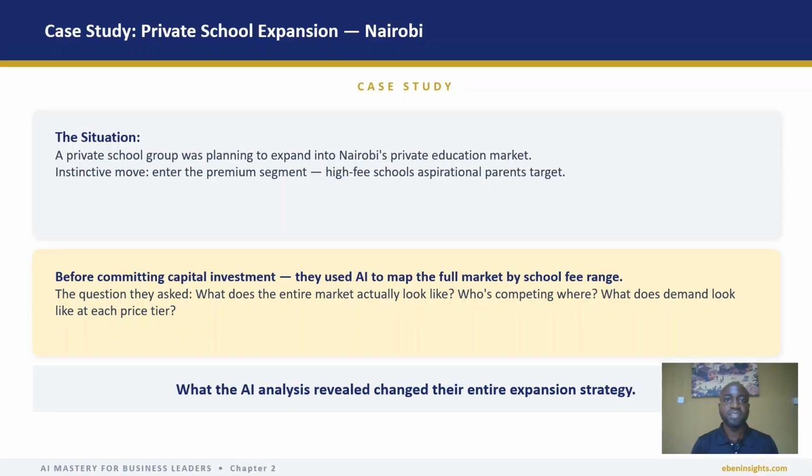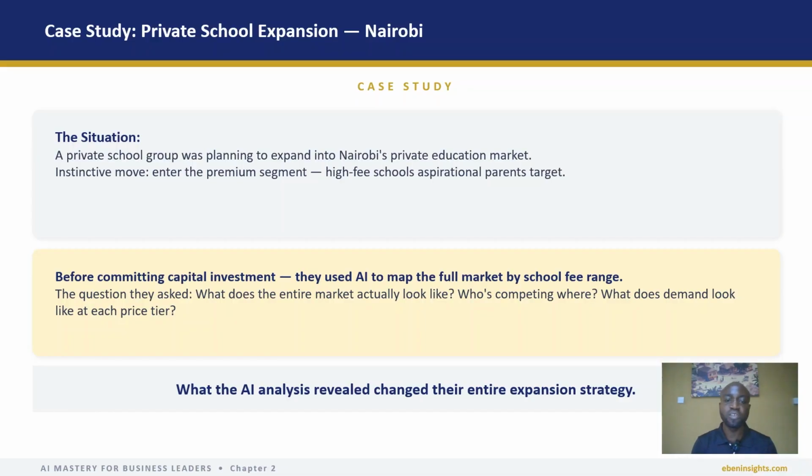Now, let's look at a real example from a private school expansion in Nairobi. So let's say the situation is that a private school group was planning to expand into Nairobi private education markets. Their first instinct was to target the premium segment, the expensive schools, the prestige schools, the schools many parents aspire to send their children to. Before investing, they decided to analyze the entire market. They wanted to understand the distribution of schools across different fee levels. They wanted to know where competitors were concentrated and where demand existed.